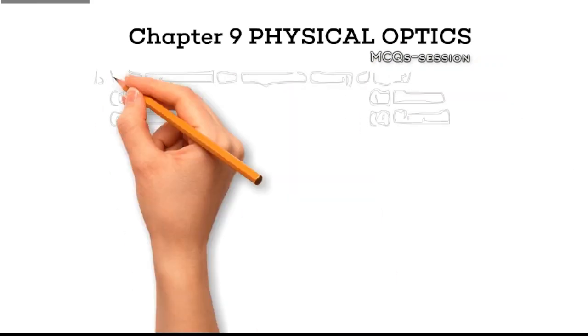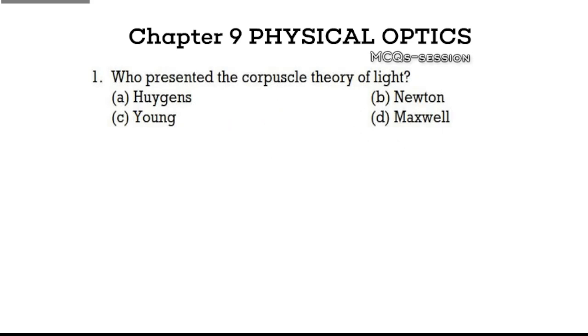Question 1. Who presented the corpuscle theory of light? A. Huygens, B. Newton, C. Young, D. Maxwell. Pause the video and guess your answer. Correct answer B. Newton. Explanation. Newton proposed the corpuscle theory, which describes light as small particles traveling in straight lines. This theory dominated for centuries.